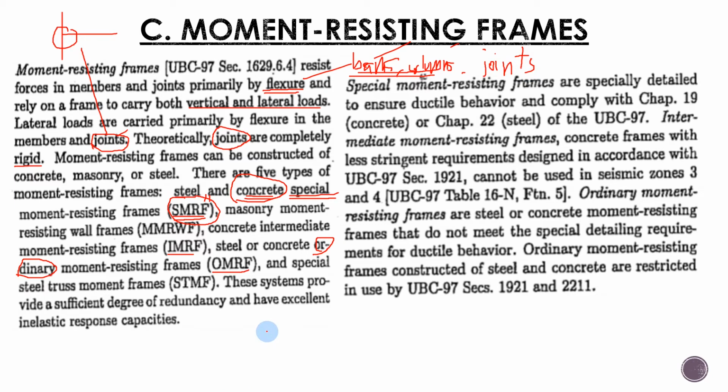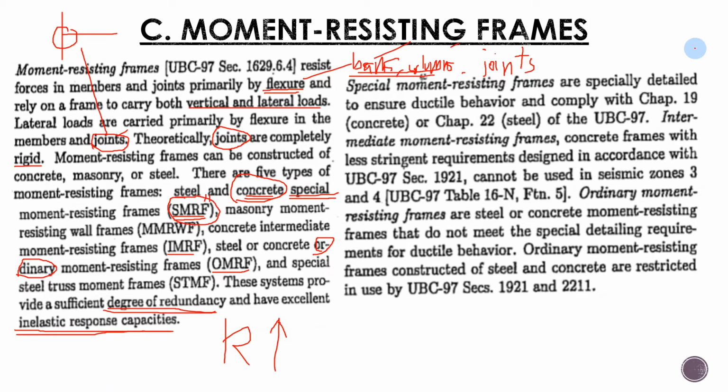So these systems provide a sufficient degree of redundancy and have excellent inelastic response capacity. So mabantayan na ninyo later guys na ang moment resisting frame is taas ang R. Okay, so taas ang R value because of these reasons: taas ang degree of redundancy, or daghan possible supports sa loadings. Then also ang inelastic response part.